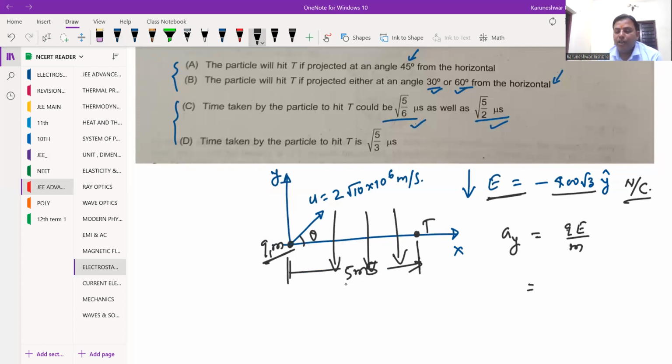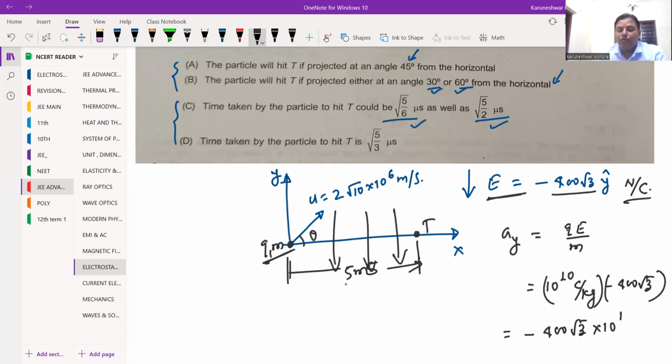The Q by M ratio is given to us in the question as 10 to the power 10 coulomb per kg. And the electric field we have is minus 400 root 3. So this acceleration will be minus 400 root 3 into 10 to the power of 10, and this will be the SI unit of acceleration.